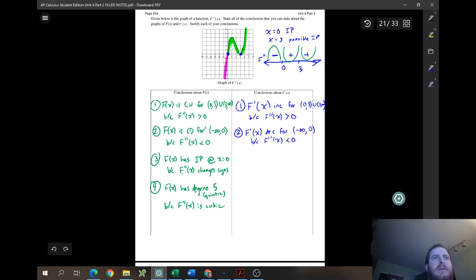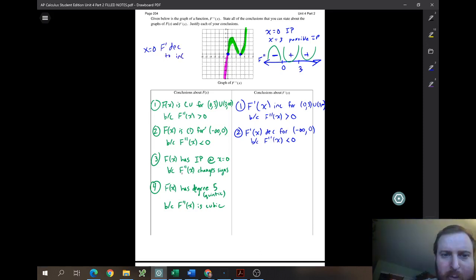Now, we know we have relative maximums and minimums at our inflection points, but let's actually classify this. So if we went from decreasing to increasing, that's what happened at 0. So at x equals 0, what did f prime do? f prime went from decreasing to increasing, right? From negative infinity to 0. If we drew a number line for f prime, at 0, it was decreasing and now it's increasing.